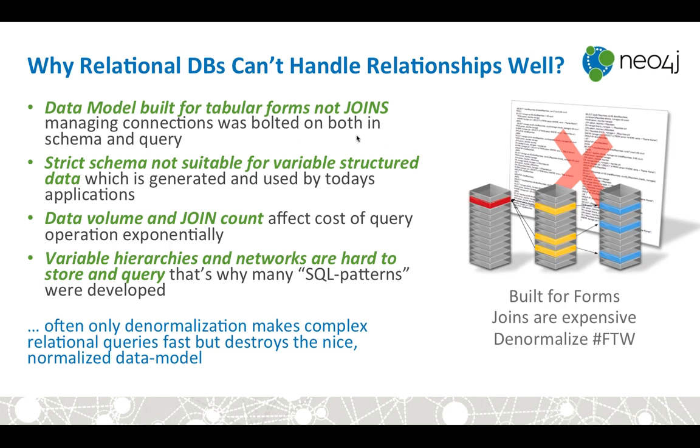Because the relational data model comes from a time when we used to deal mostly with form data. So, tabular forms, which are all similarly structured and contain the same data. It's really primitive, simple data. And paper forms are not connected to each other, right? I mean, you might have an employee number which appears in three places, but there are no real connections between forms. And that's why the whole data model was never built for that.